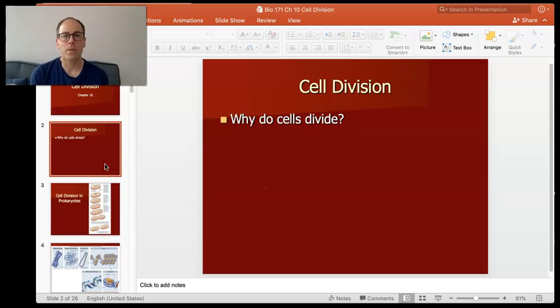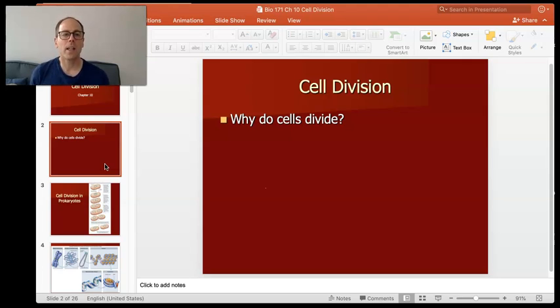So for us, for multicellular creatures like us, we are doing cell division for two main functions. We're doing mitosis for replacement of damaged cells, so repair, and then we're doing it for growth. You all start out as a single cell, and so you have to divide that single cell into the trillions and trillions of cells that make you up now.